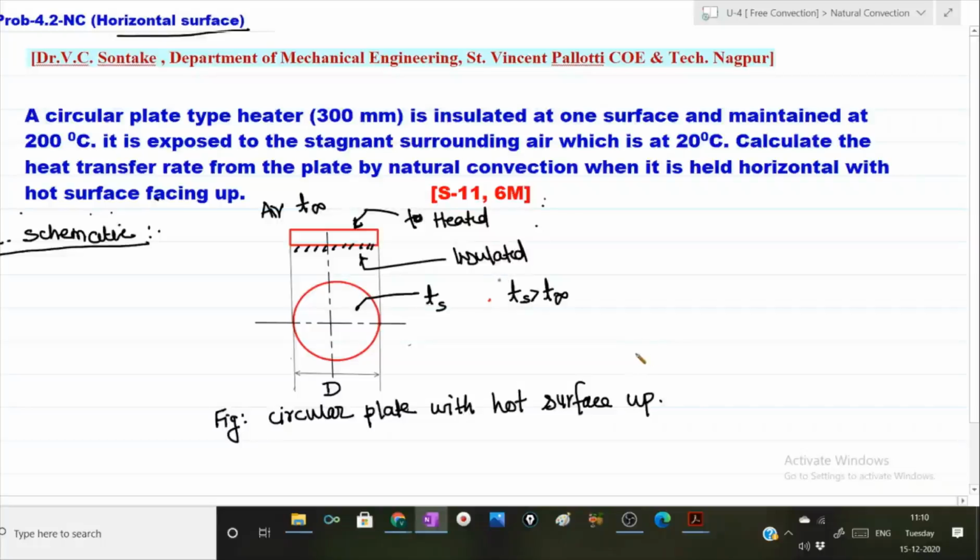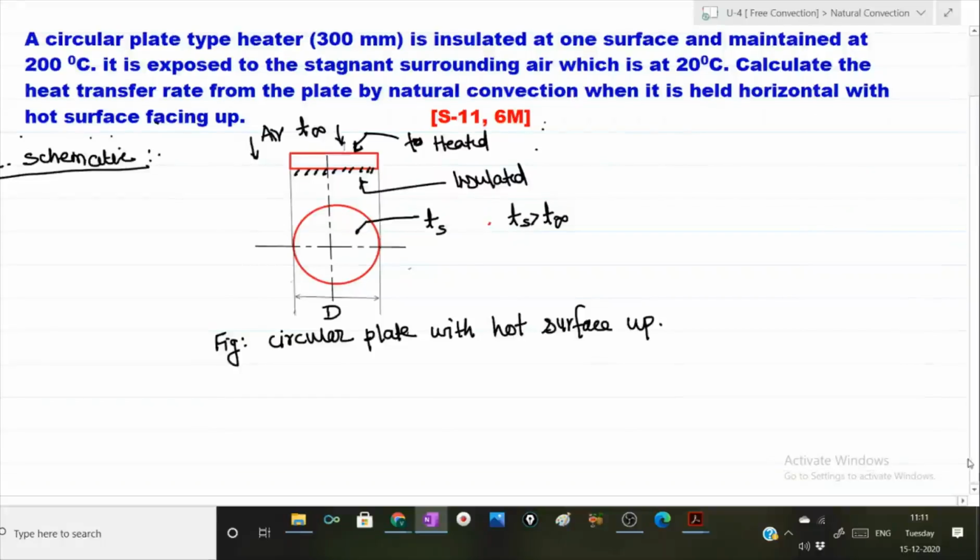Now since it is free or natural convection problem, no velocity of the fluid is given. We consider initial velocity of the fluid in free convection ideally is 0. Okay, so air will be represented only by its temperature T infinity. So this is the required schematic of this problem, having figure circular plate heater with top surface up.